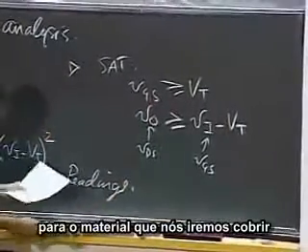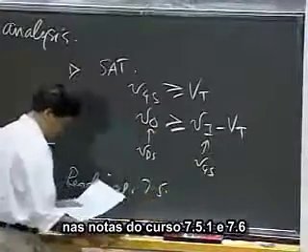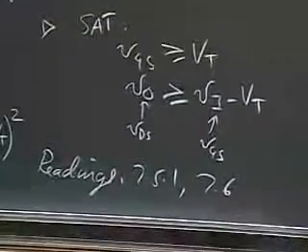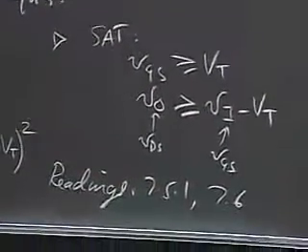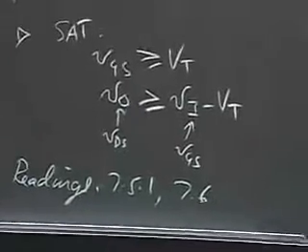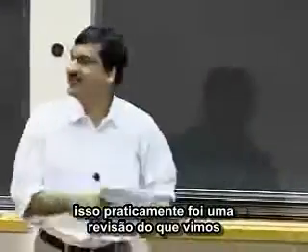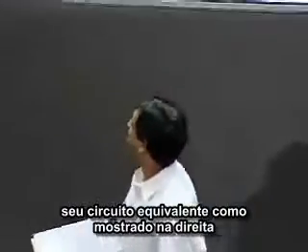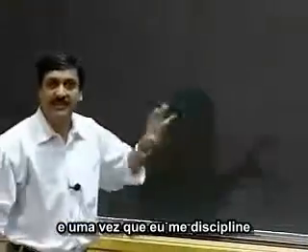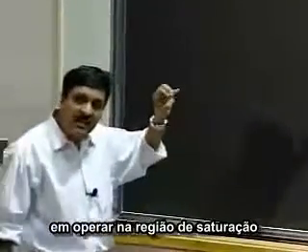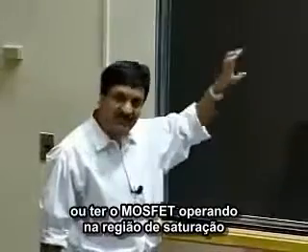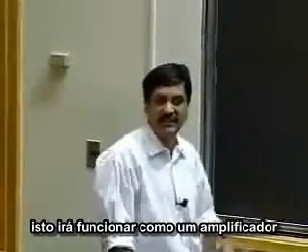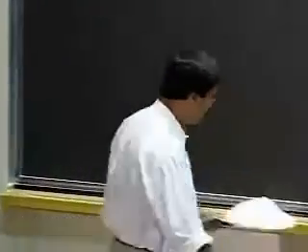The relevant readings for the material that we're going to cover in the course notes are in 7.5.1 and 7.6. So that's pretty much a review of where we were. We said we could build an amplifier. Its equivalent circuit was shown on the right. And provided that I disciplined myself to have the MOSFET operating in the saturation region, then this would work like an amplifier, and all would be good with the world.